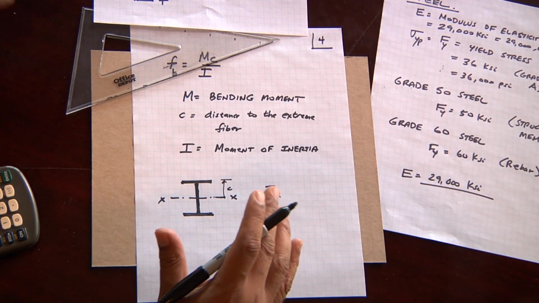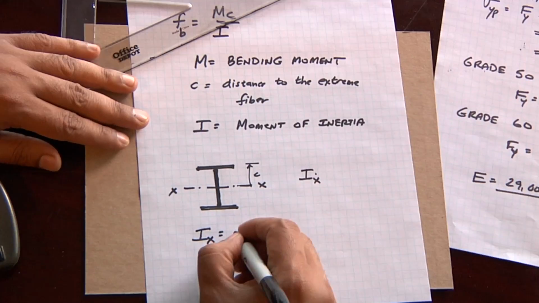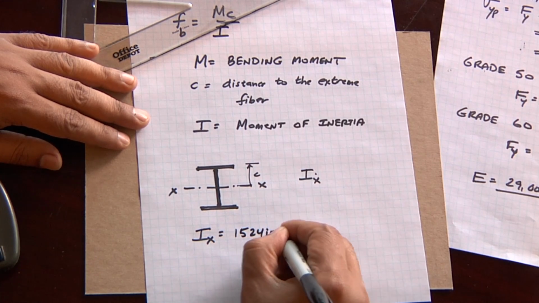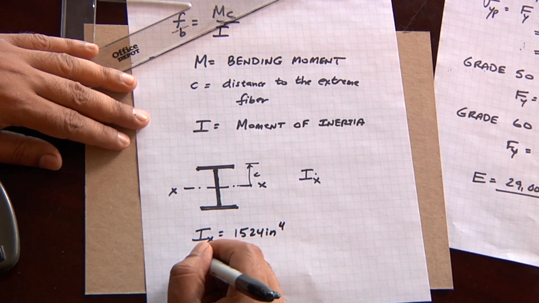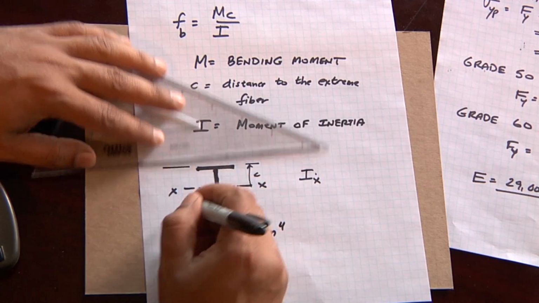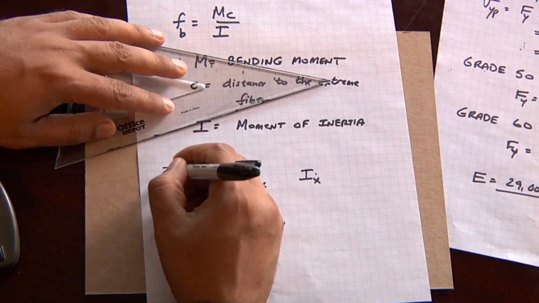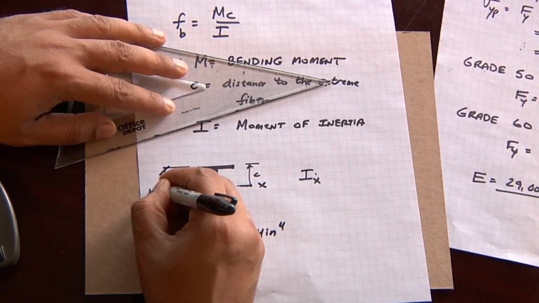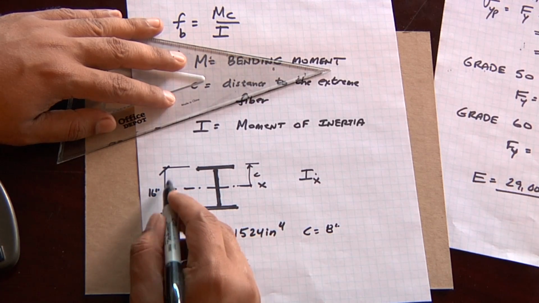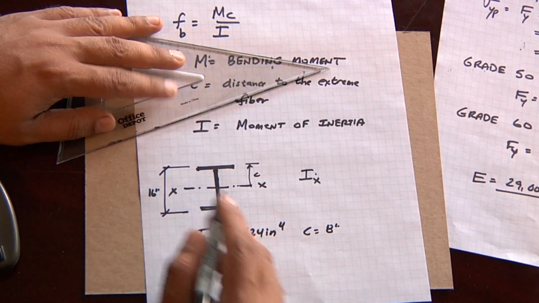Let's put some numbers to the test here. Let's say that the moment of inertia of the steel beam is 1,524 inches to the fourth. And let's put some dimensions down. We'll say that the depth of our beam is 16 inches. So C will be 8 inches because it's going to be half of the distance to the top fiber. And let's calculate the stress.